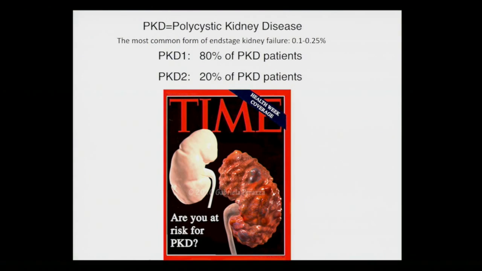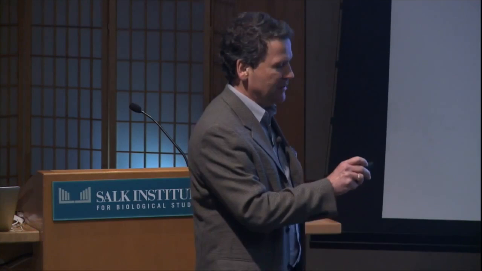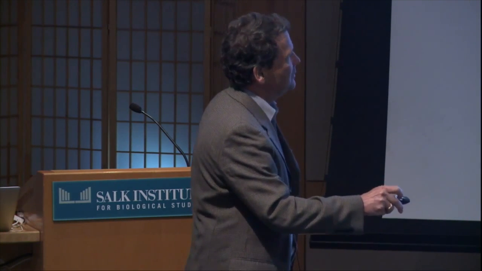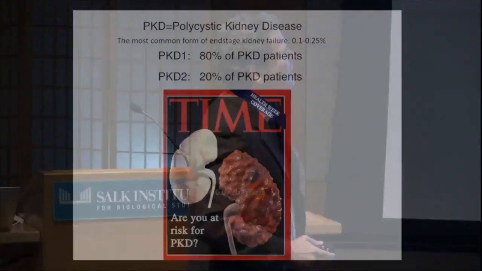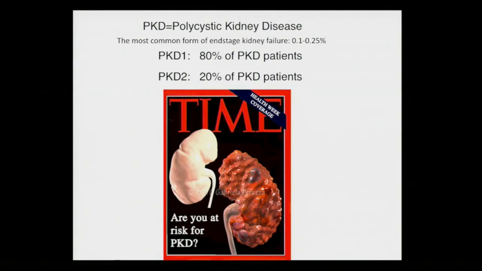And the way it works is if you inherit one mutant allele of a gene, then something happens over time in the kidney, and a kidney cell will lose the other functional copy. And now you have no functional copies, and the cell responds to that by beginning to grow. It doesn't become a tumor, but it proliferates abnormally, and this leads to the formation of these cysts, which eventually fill up with liquid, and that affects the functioning of the kidney.